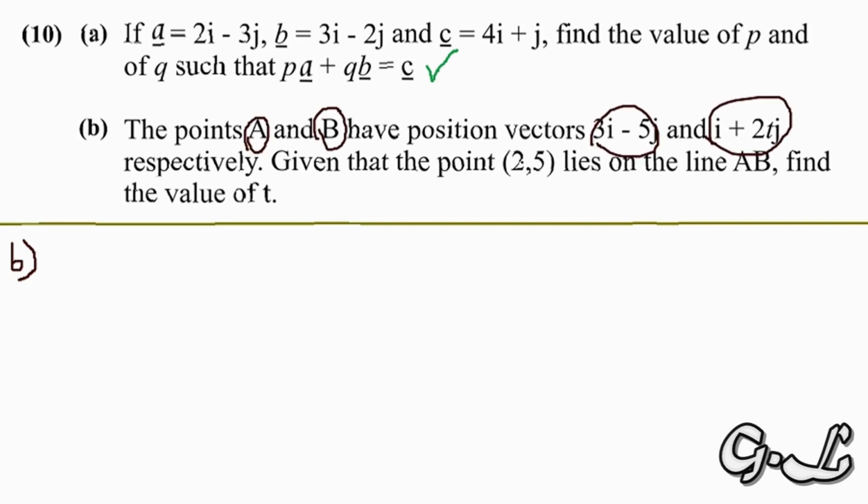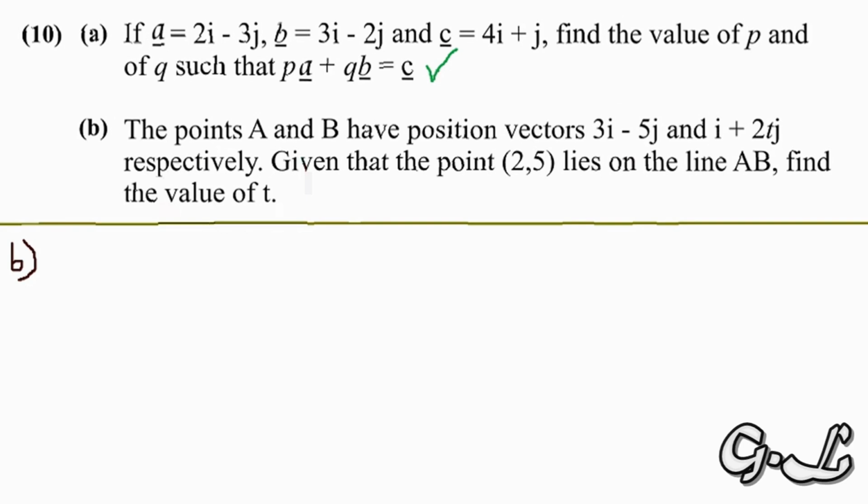So we're given the position vectors for the points A and B. For the point A, the position vector is 3i minus 5j, and the position vector for B is i plus 2tj. So that is what we have. We're given another point which is not denoted by any letter, but in this tutorial we're going to denote it by a certain letter. We're given the point in coordinate form, which lies on the line AB, which is (2, 5). We're supposed to find the value of t.